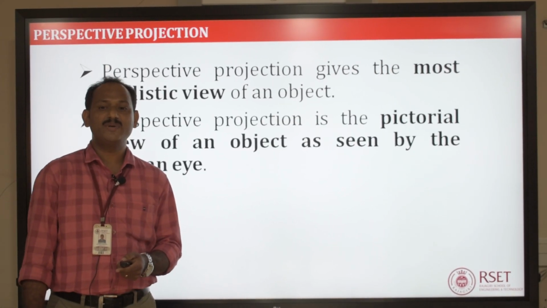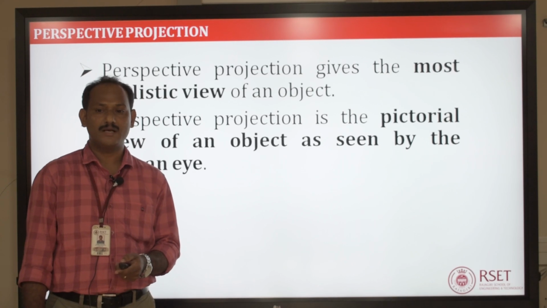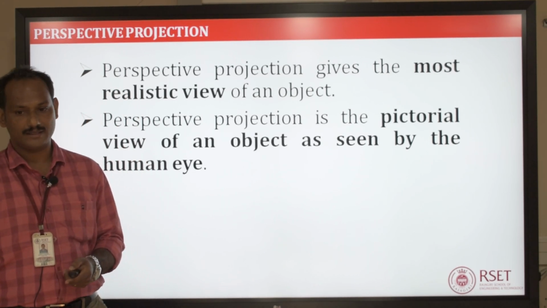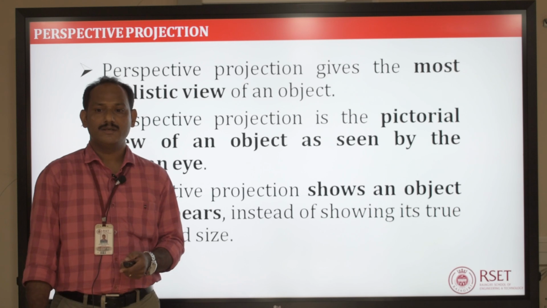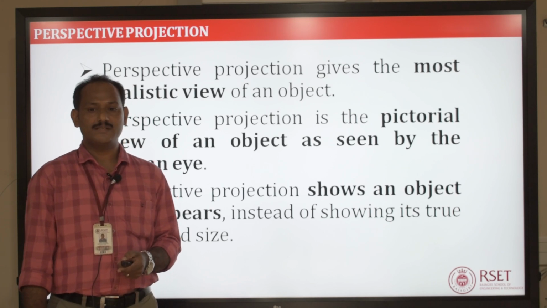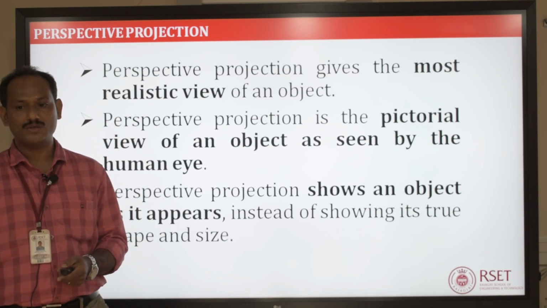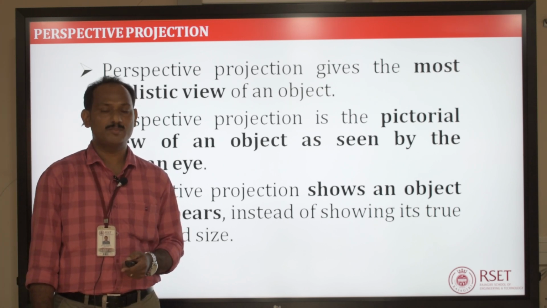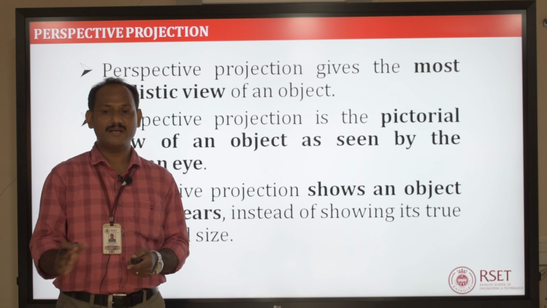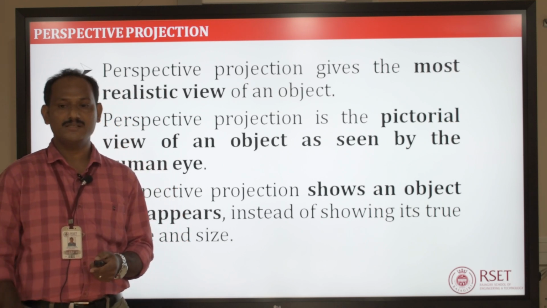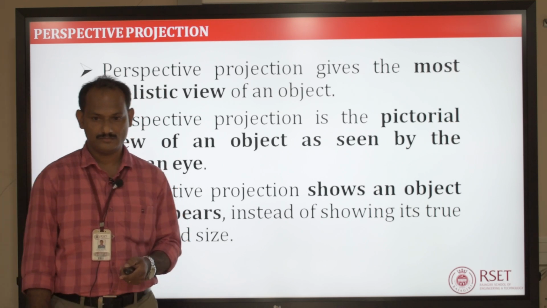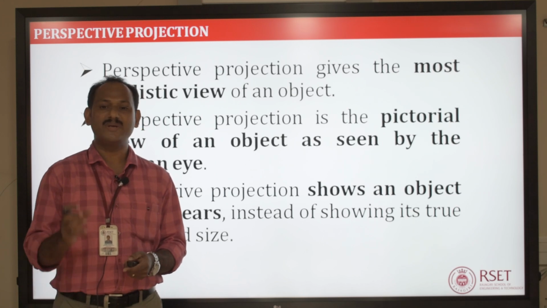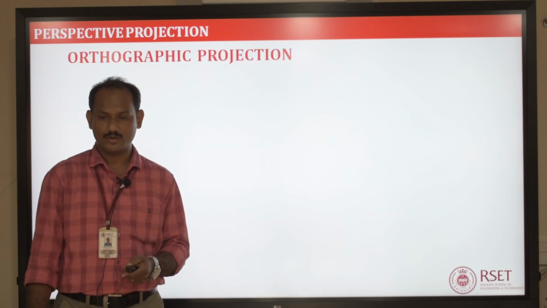Also, it is a pictorial view of an object as seen by the human eye. It shows an object as it appears instead of showing its true shape and size. So, in perspective projection, we never get the true shape and size of an object. It is just a pictorial view of the object.